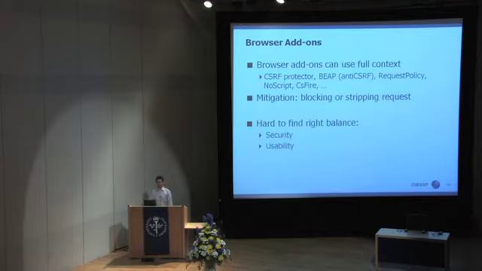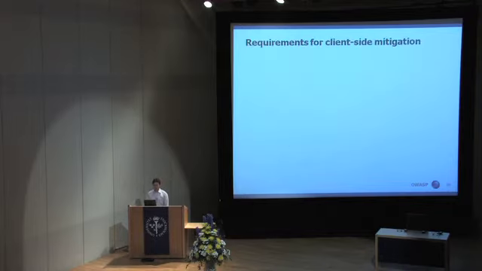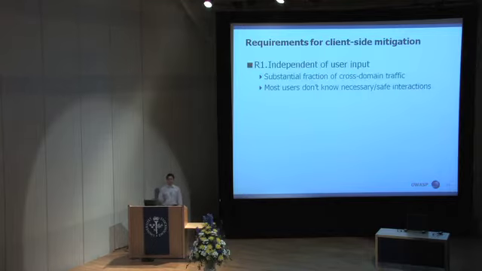So that's the reason why we were investigating CsFire. And we came up with three main requirements for client-side mitigation techniques. The first one is we believe that the plugins or the extensions should be completely independent of user input. On one hand, about a third of the requests are cross-domain. You can't ask for each request what you have to do. Secondly, most users don't know what to do. You saw already in the keynote presentation, 50% just proceed while there's a warning about security. Most of the end users don't know which interactions with other websites are necessary or are safe to use.